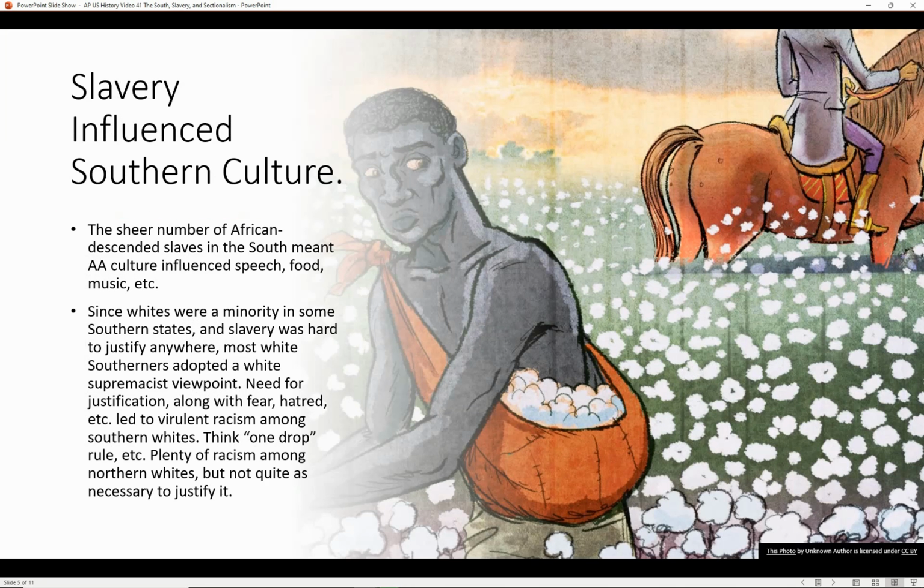Slavery influenced Southern culture. The sheer number of African-descended slaves in the South meant that African American culture influenced speech, food, music, etc. So since whites were a minority in some southern states and slavery was hard to justify anywhere, most white Southerners adopted a white supremacist viewpoint. That was kind of obvious when you think there was a need for justification along with fear, hatred, etc. So the white supremacist viewpoint led to virulent, that means really deadly, sickening racism among Southern whites.